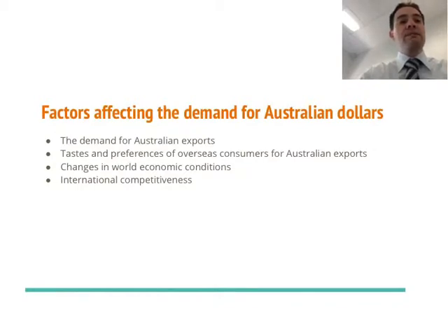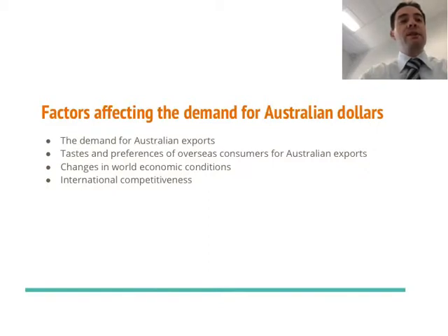Second dot point, tastes and preferences of overseas consumers for Australian exports. So this is linked to the first one, but if the taste and preferences for overseas consumers change, then our exports will change accordingly, and this could be for a variety of reasons. It could be seasonal, it could be just the trends. People don't particularly want the products that we make anymore, and preferences could be that they want it cheaper, or getting a cheaper product from somewhere else.